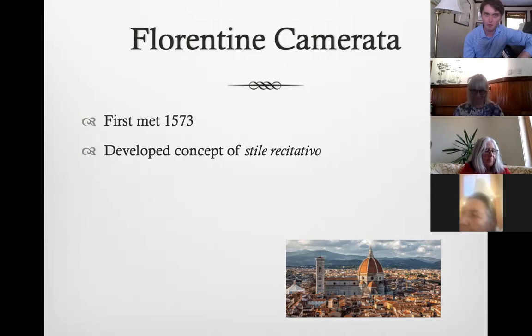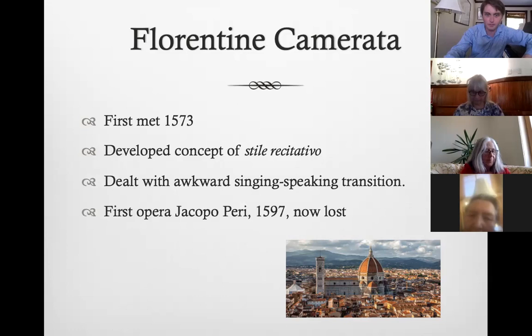I tried to go through and pick enough clips to show off some of these concepts, but there's just so much that I'd like to show, it's hard to pare it down. But okay, awkward speaking-singing transition. All right, so the first opera was by a member of this group, Jacopo Peri, and it was composed full-length singing in 1597. It was Orfeo, actually, which we're going to talk about a different Orfeo in a second, but we don't have that opera now.